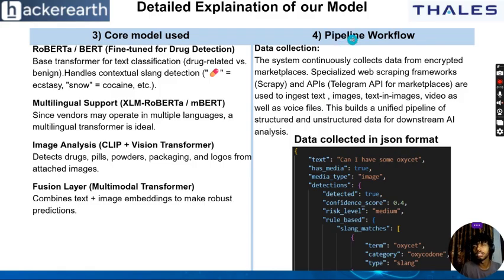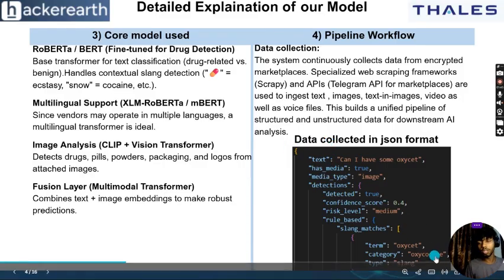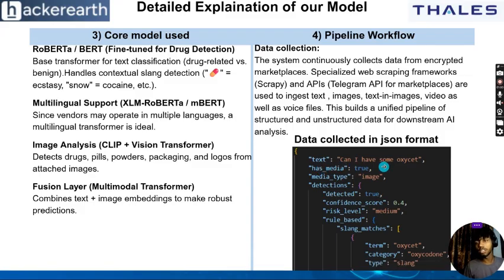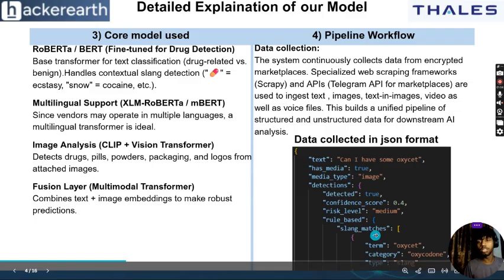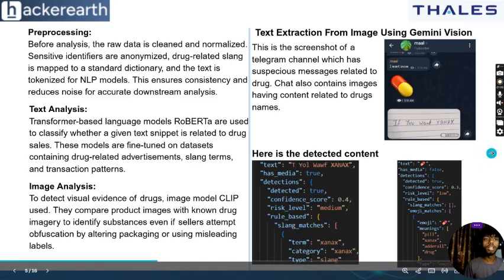So let's discuss the pipeline workflow of our project. We are targeting Telegram, so we are using the Telegram API, that is Telethon, to scrape the messages from the groups. Then the data is collected in this format. You can see the format of the collection of data. The text is "can I have some oxy set", has media true, and then this type of JSON format is created.